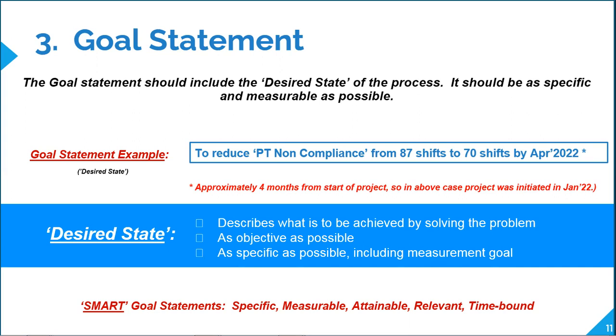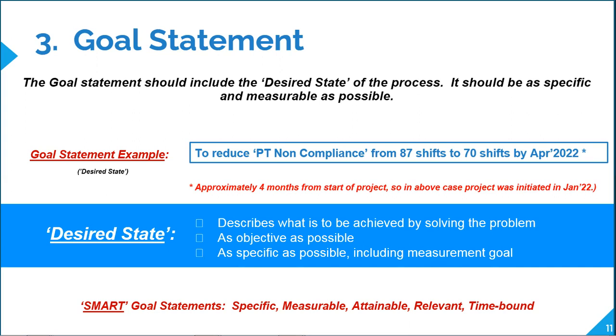You may say that I'll achieve improvement from 87 shifts to 70 shifts. I'll reduce PT non-compliance from 87 shifts to 70 shifts. You might take 6 months, 9 months, 10 months, 1 year, 2 years. That's not going to help the organization. So you've got to come up with a timeline, and that timeline should be as stringent as possible, 3.5 to 4 months of time. So that's what a goal statement speaks about.